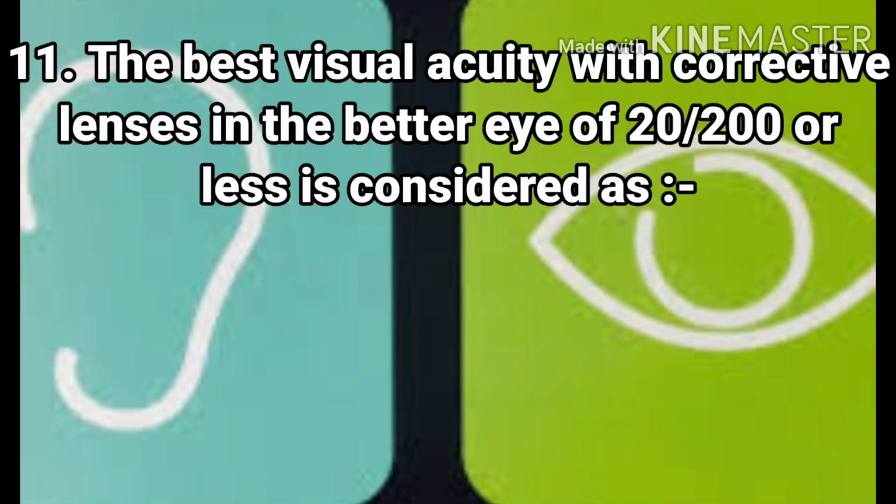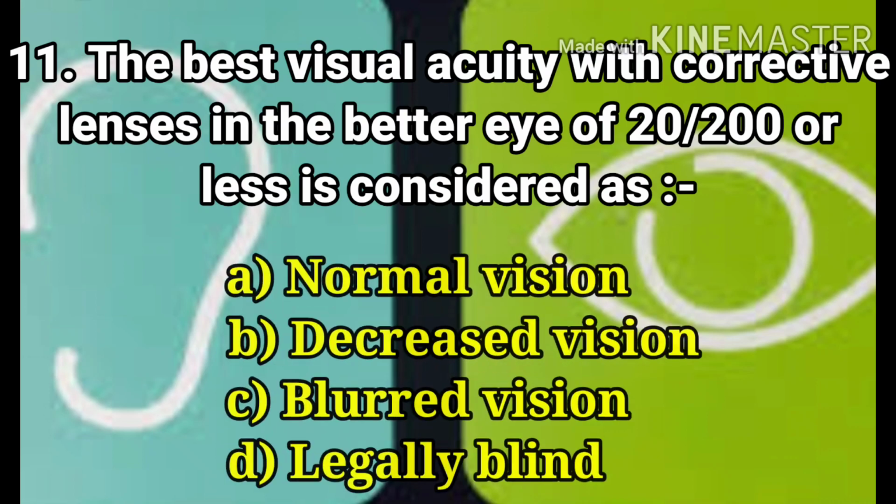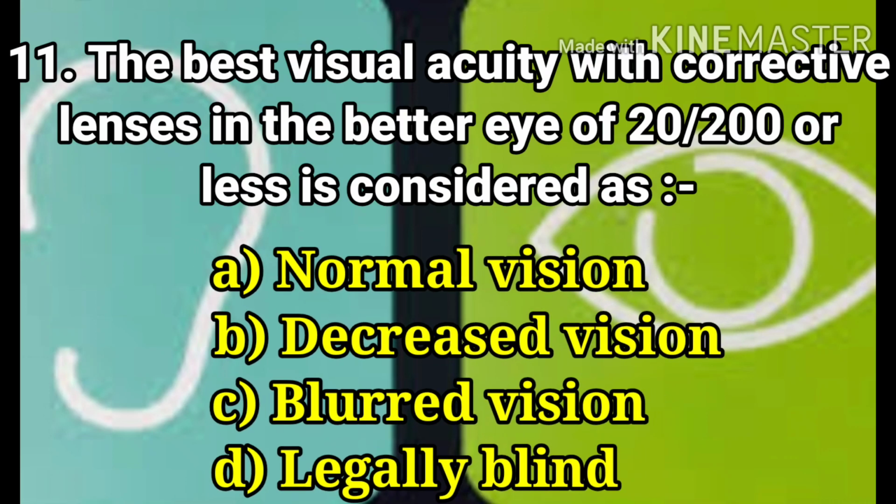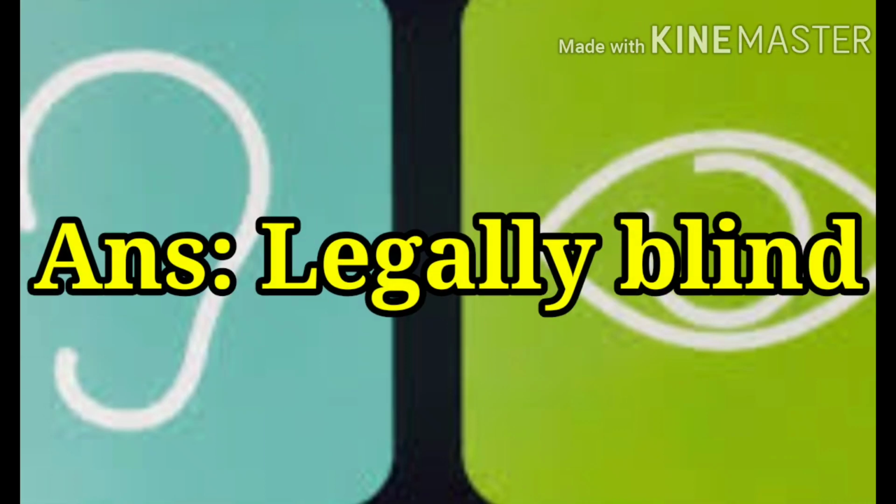And the next question: the best visual acuity with corrective lens in the better eye of 2 by 200 or less is considered as? The options are normal vision, decreased vision, blurred vision and legally blind. And the answer is legally blind.